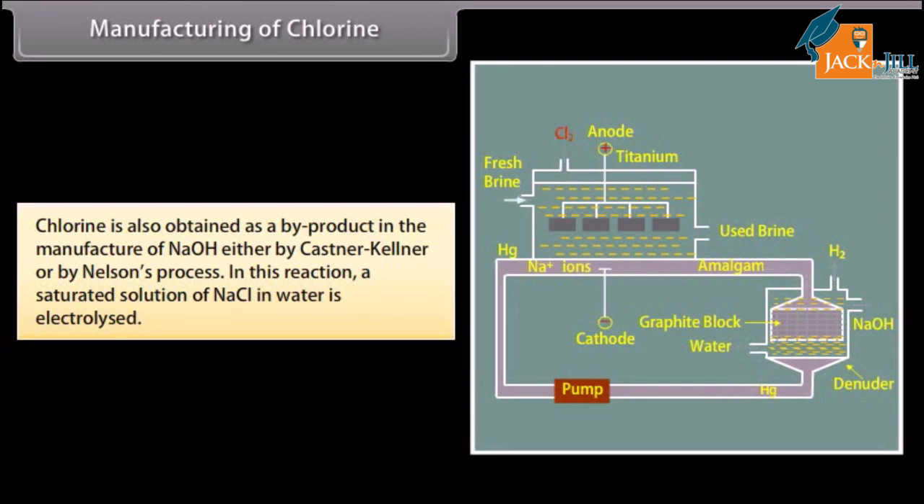Chlorine is also obtained as a byproduct in the manufacture of NaOH, either by Castner-Kellner or by Nelson's process. In this reaction, a saturated solution of NaCl in water is electrolyzed.